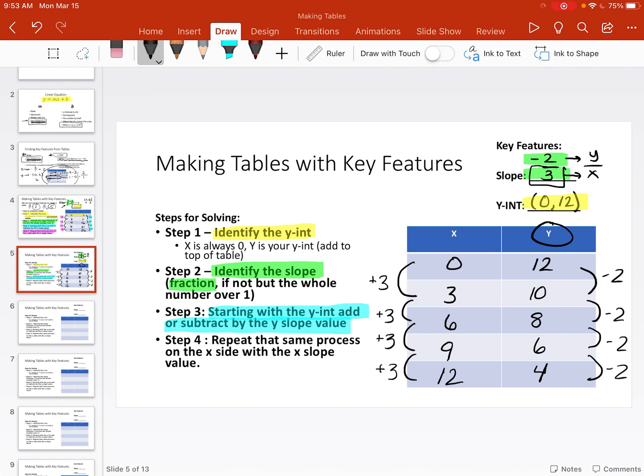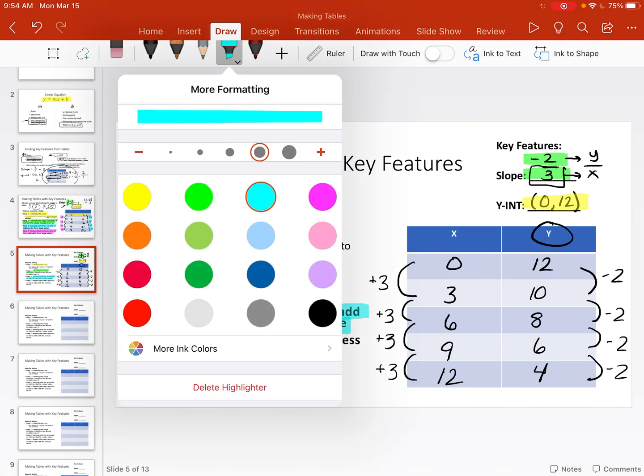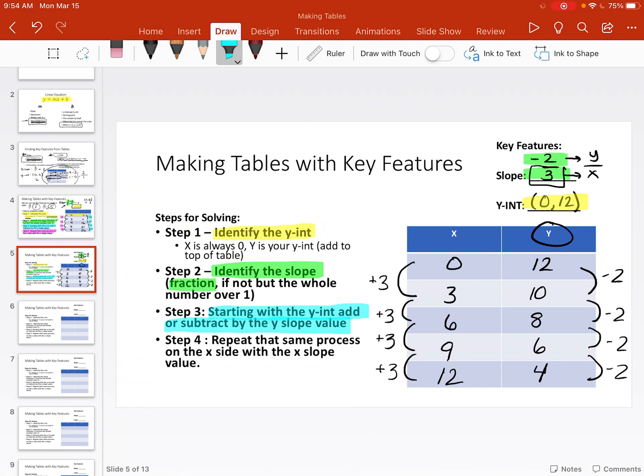So pretty straightforward. Again, step 1, you identify your y-intercept. Step 2, you identify the slope. If it's not a fraction, make it a fraction. Step 3, we subtracted 2 because our slope is minus 2 for our y side. And step 4, we had to repeat the same process. In this case, it was positive 3, so we added 3 down our x side. So those are the 2 examples.